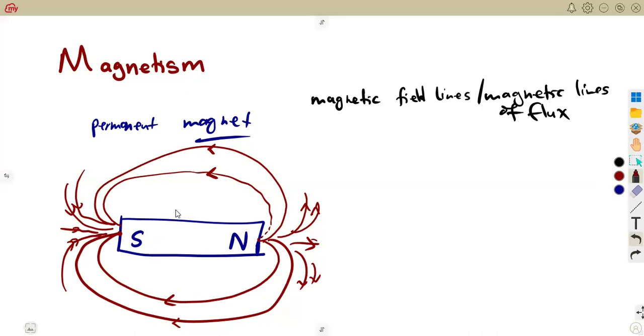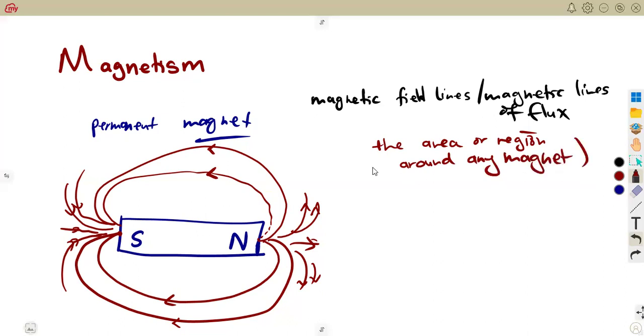So it is simply the area or the region around any magnet. That is what you're talking about. The area, or you can refer to it as a region, around any magnet. So that is the part where we are considering the magnetic field. This is the field that we are considering.